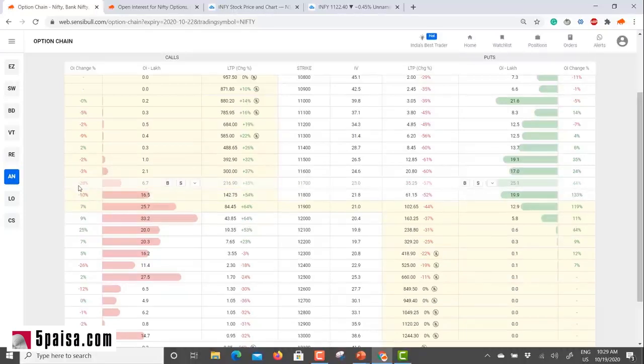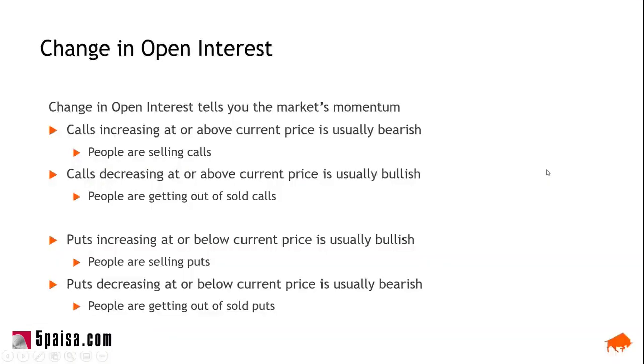11,700 also saw a significant decrease in OI. People got out of 11,700 too. But not so much when it comes to these calls, which means there might still be resistance in these areas. But this definitely is a bullish signal. Look at this. This is huge increase across the board on all lower strikes.